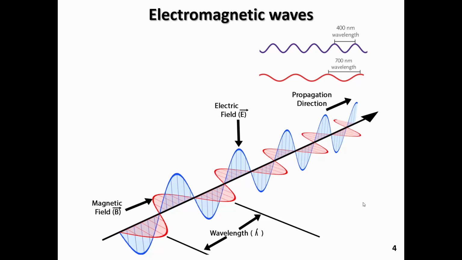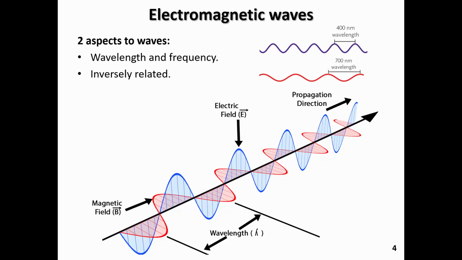Now, the manner in which that energy travels is as an electromagnetic wave. And there are two unique aspects to that wave. Waves are quantified and characterized by both their wavelength and their frequency, and both of these are inversely related. So, if a particular wave has a relatively long wavelength, it has a lower frequency. And that's depicted here in the upper right hand corner.